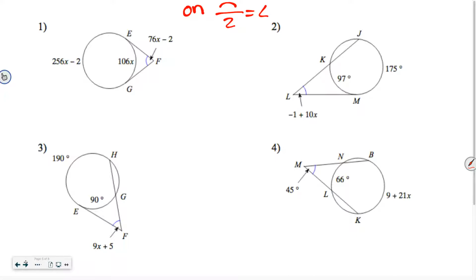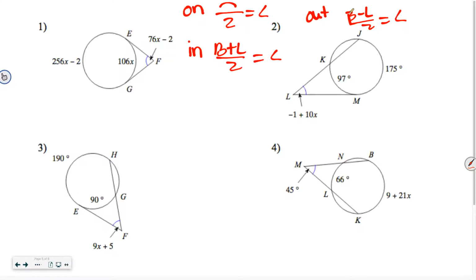If the vertex is outside the circle, then it's going to be big arc minus little arc divided by 2 equals the angle. And if the vertex is inside, it's going to be big arc plus little arc divided by 2 equals the angle.